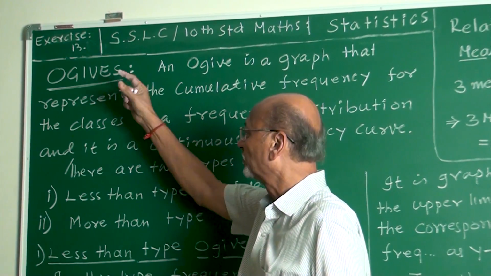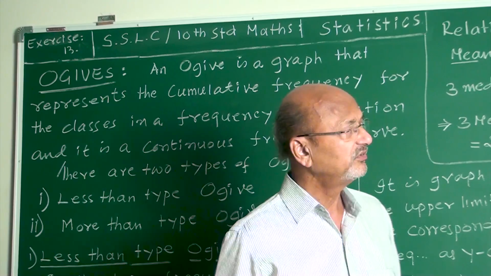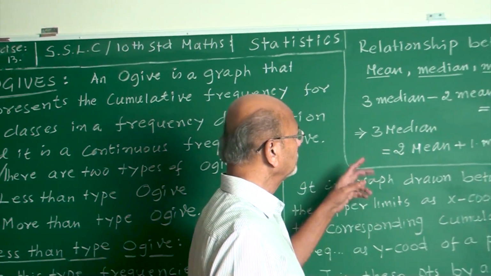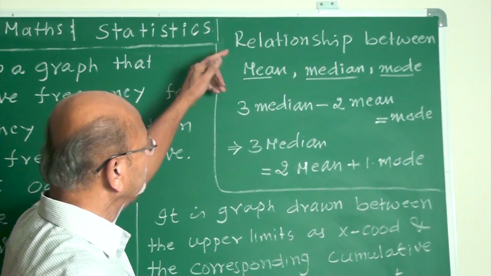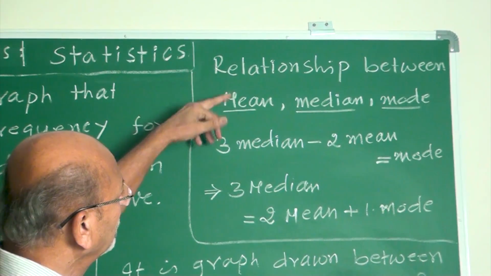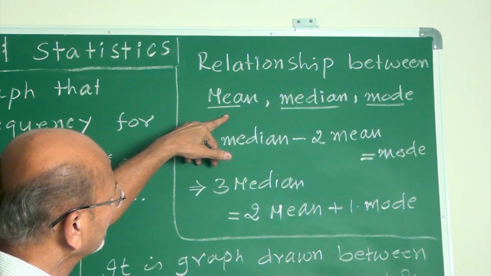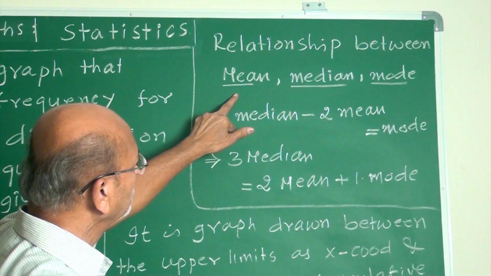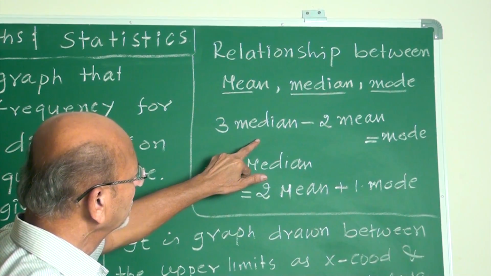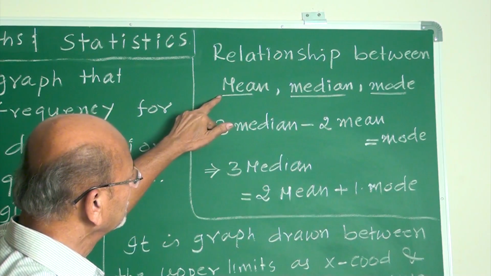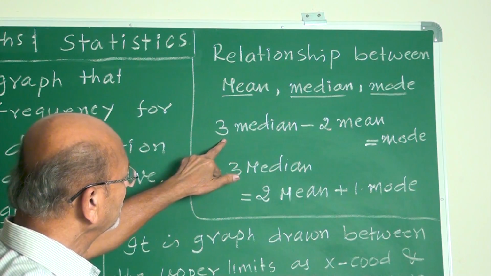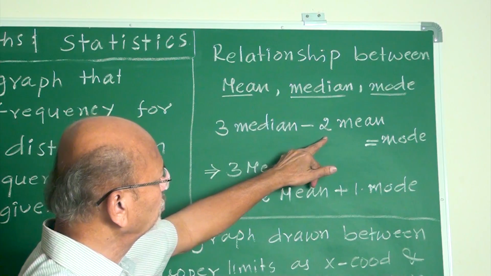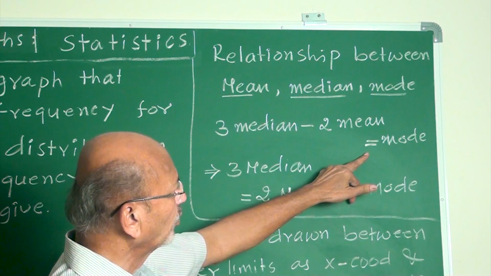I will explain about it later. In between, I take 1 minute of your attention to this. What is this? It is the relationship between the central tendencies: mean, median and mode. This is the equation which connects these three: 3 times median minus 2 times mean equals mode.